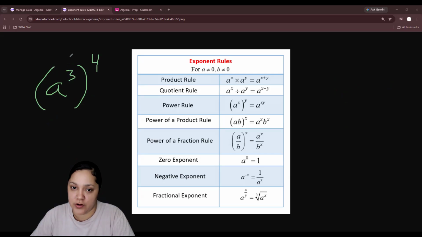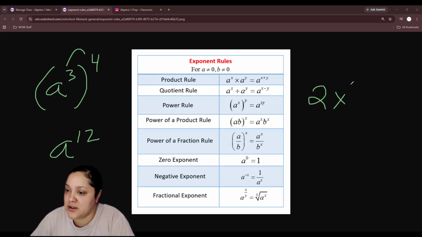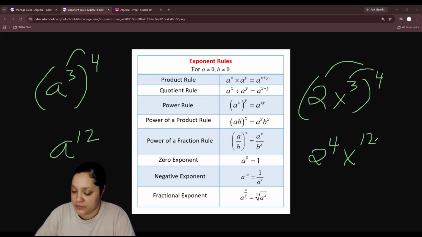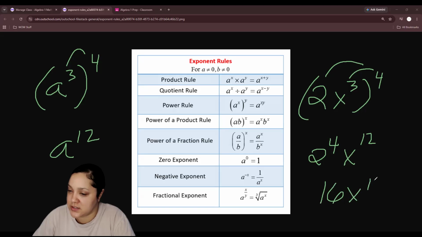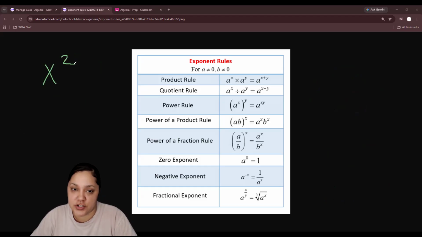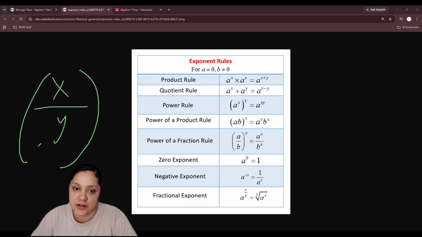All right, so for the power rule, let's say I have a to the 3rd raised to a power of 4. This is when you will multiply, and you'll get a to the 12th, since 3 times 4 is 12. If you have a coefficient in front of your base, then you must apply the exponent to the number as well. So this is 2 to the 4th, and then x to the 12th. And then, of course, you want to do 2 to the 4th power, which gets you 16. So this would be 16x to the 12th. Easy peasy.